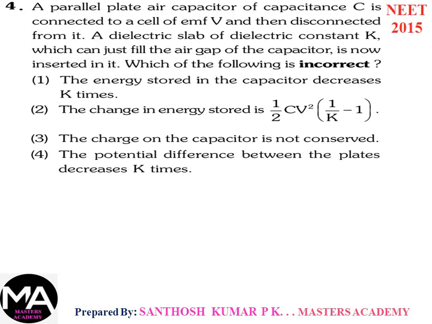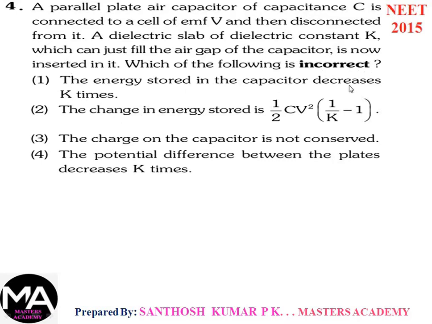Next question. It is also from NEET 2015. A parallel plate air capacitor of capacitance C is connected to a cell of EMF V and then disconnected from it. A dielectric slab of dielectric constant K, which can just fill the air gap of the capacitor, is now inserted in it. Which of the following is incorrect? So you have to find which of the statements is incorrect. So four options are given.